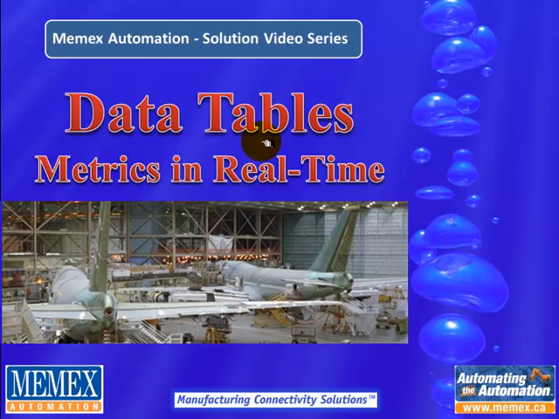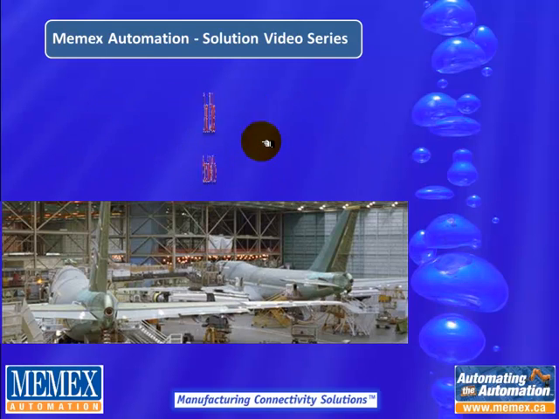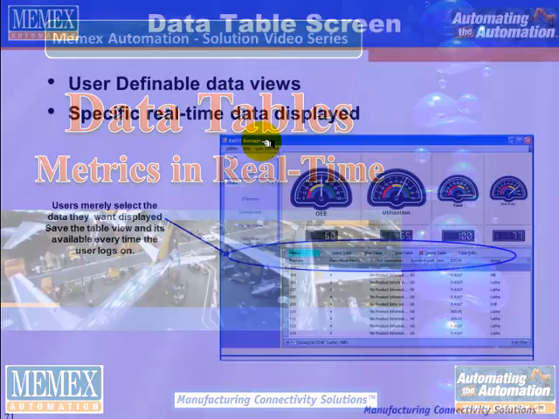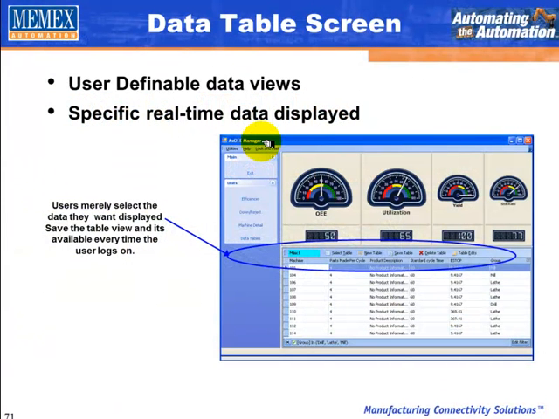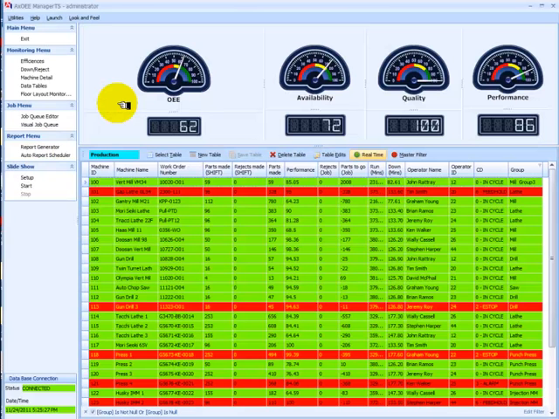Next in the series is data tables reporting metrics in real time. The interesting aspect here is that it is totally user-definable data views specifying real-time data, and users can merely display what is most important to them, considering the key performance metrics that are important to their business.